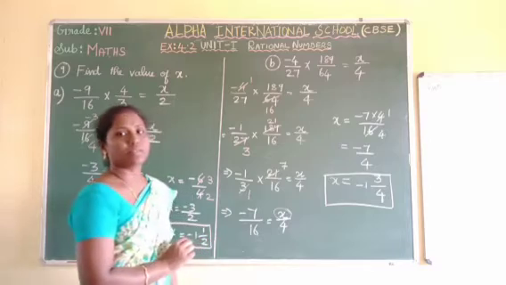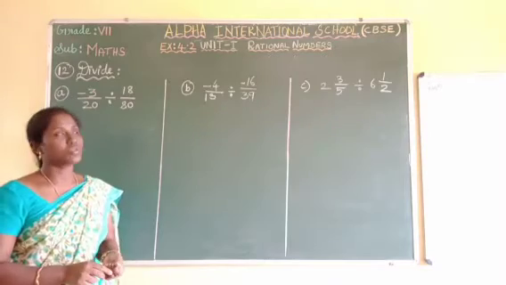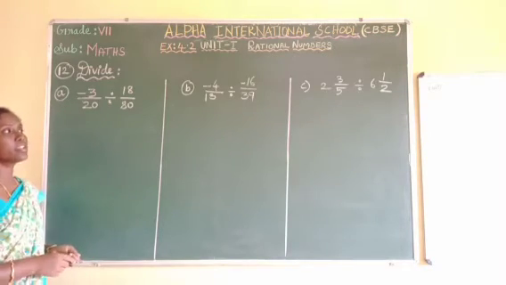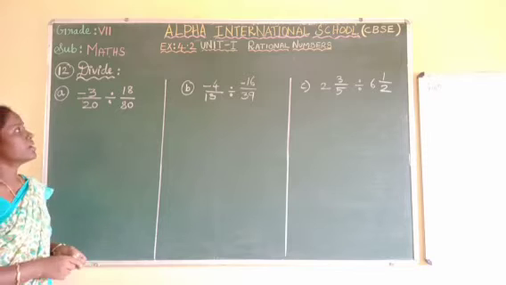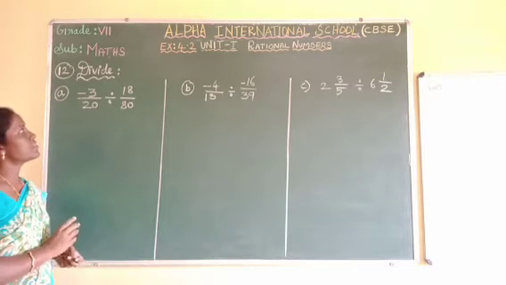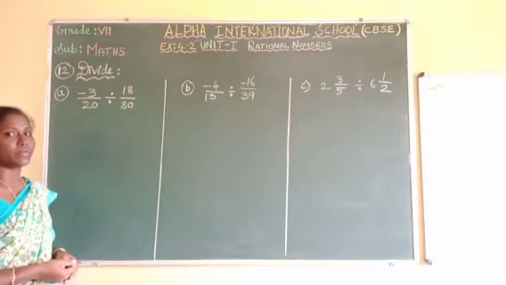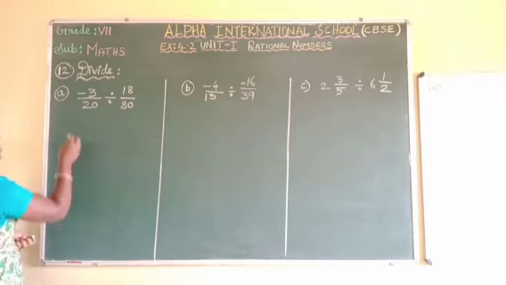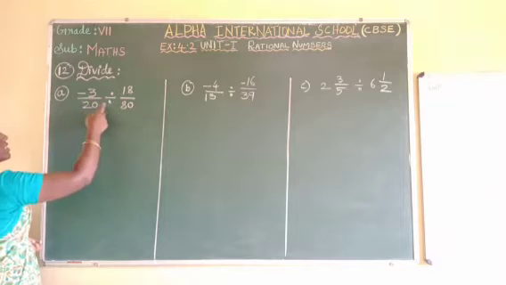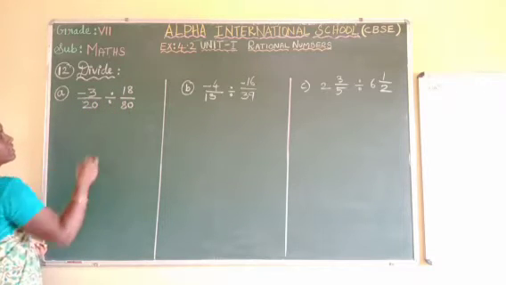Okay? Yes. See now, 12th problem, we are going to divide a rational number by a rational number. In this, not exactly dividing, we are going to change the problem in the form of multiplication and then only we are going to divide. Okay. So see how. First question, minus 3 by 20 divided by 18 by 18.